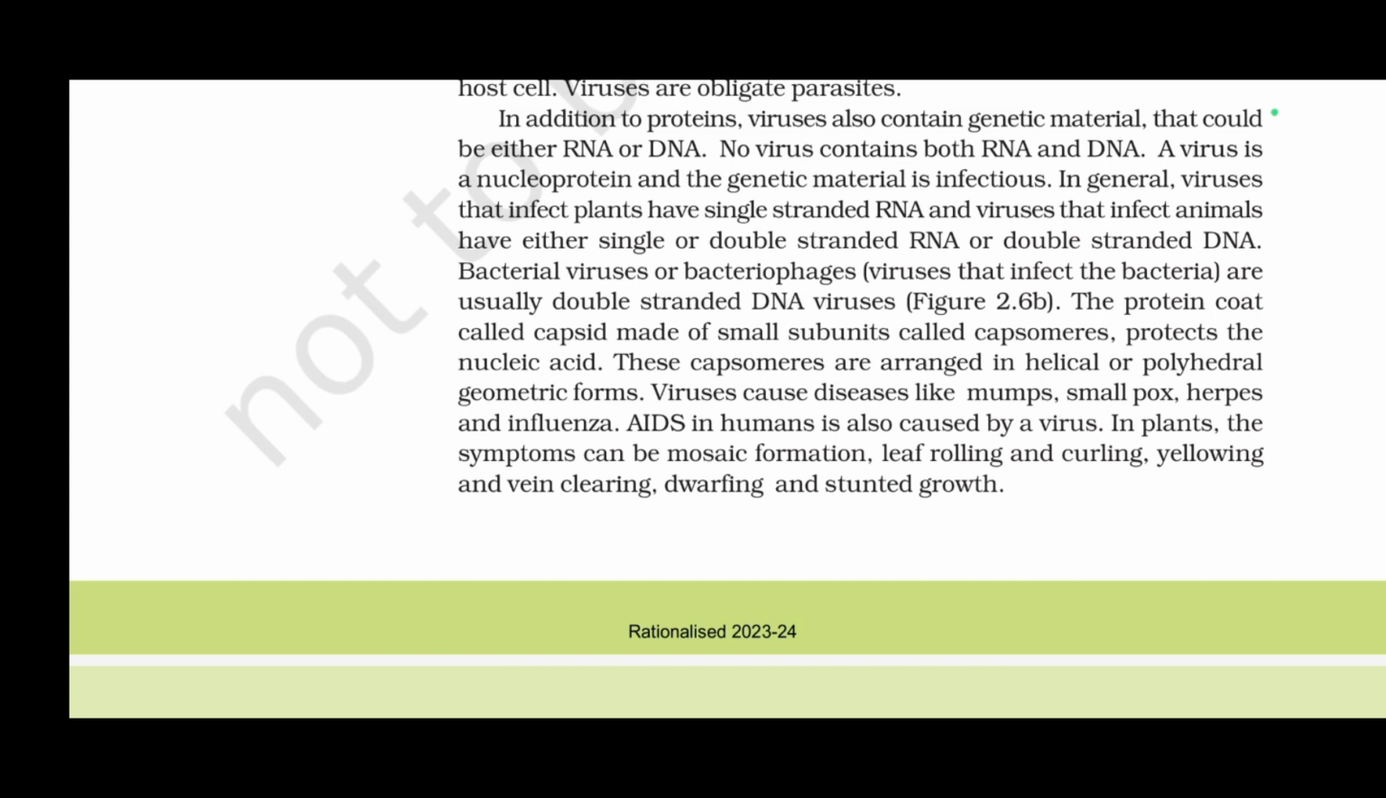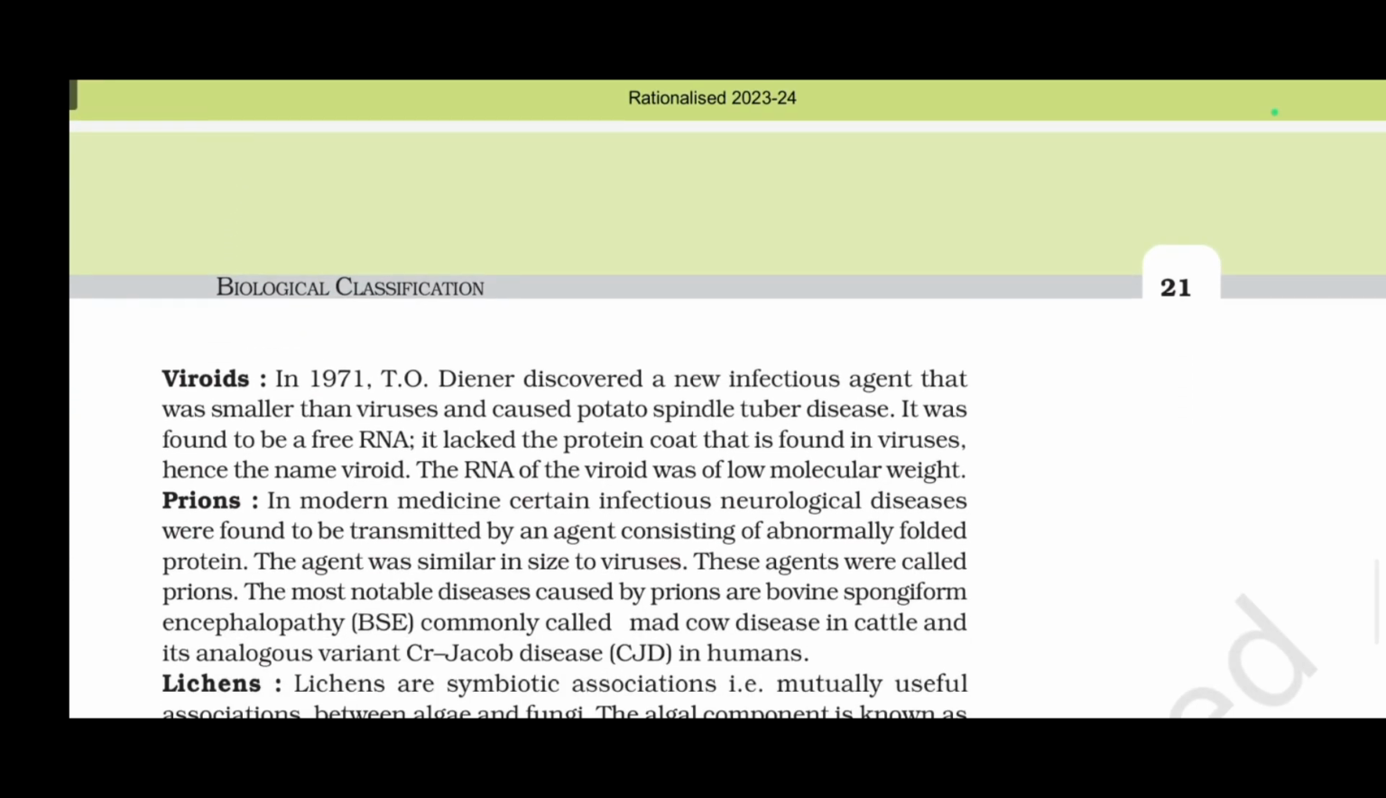Viruses cause diseases like mumps, smallpox, herpes, and influenza. AIDS in humans is also caused by a virus. In plants, the symptoms can be mosaic formation, leaf rolling and leaf curling, yellowing and vein clearing, dwarfing, and stunted growth. Now, viroids. In 1971, T.O.